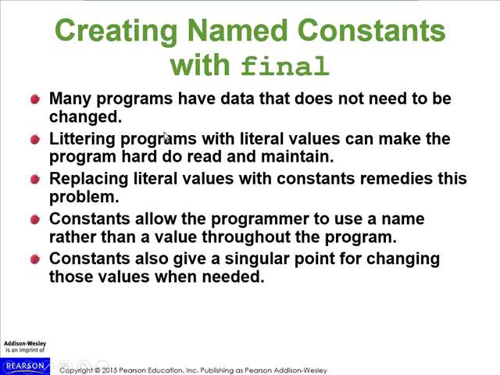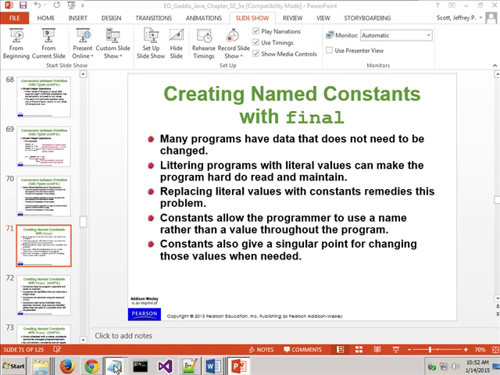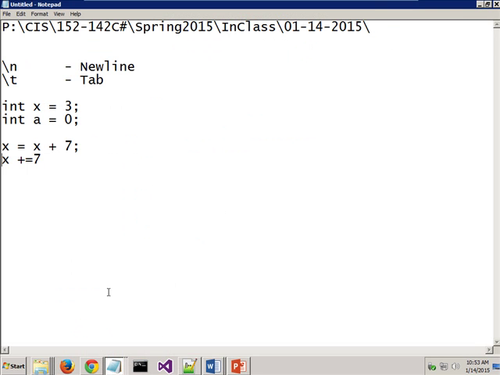The final, just so you know: if I'm writing my program and I've got int x equals 3, later on in my program, somewhere else, I can say x equals 23. Totally legit. No problem with that. But if I say final int x equals 3 and I try to do this later, I get an error message because it's a constant.